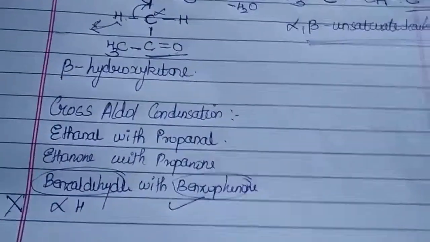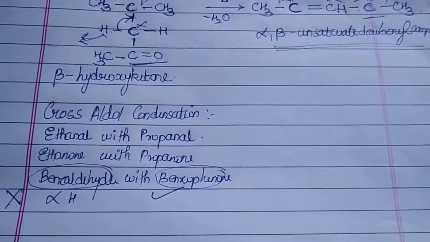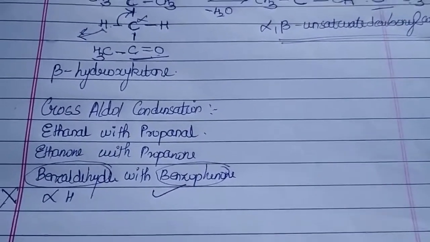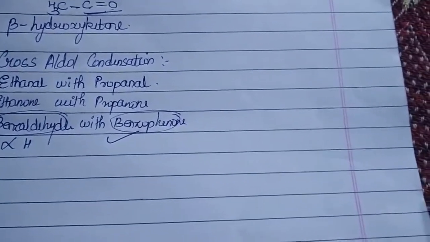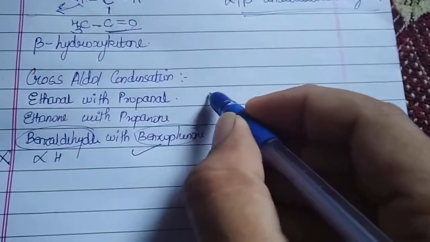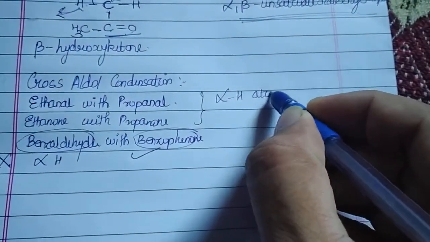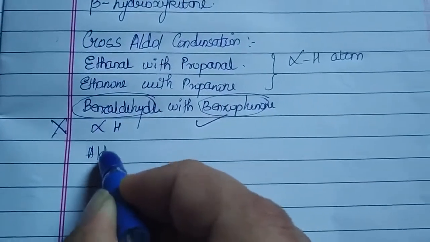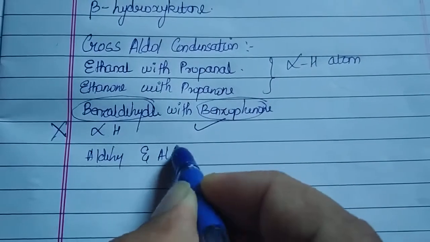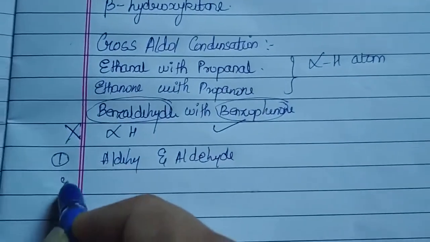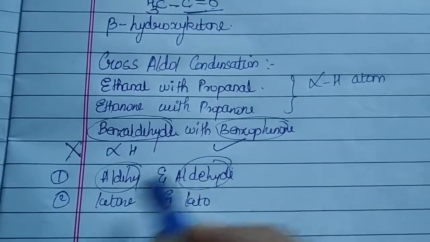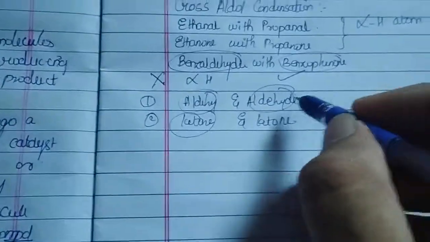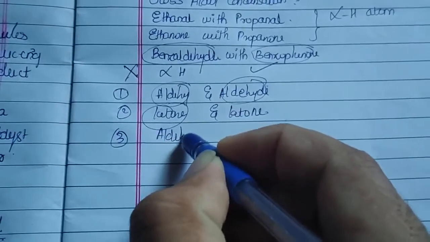So cross aldol condensations are the reactions in which we react two different aldehydes or ketones. Mark my words, two different aldehydes or ketones. And the interesting fact, what is that? If both of your two different aldehydes or ketones have alpha hydrogen atoms, the first case is an aldehyde and an aldehyde, and if you are using a ketone and another ketone, these are all different. This is one aldehyde, this is another aldehyde, this is one ketone, this is another ketone. And the third case, if you are using an aldehyde and a ketone.